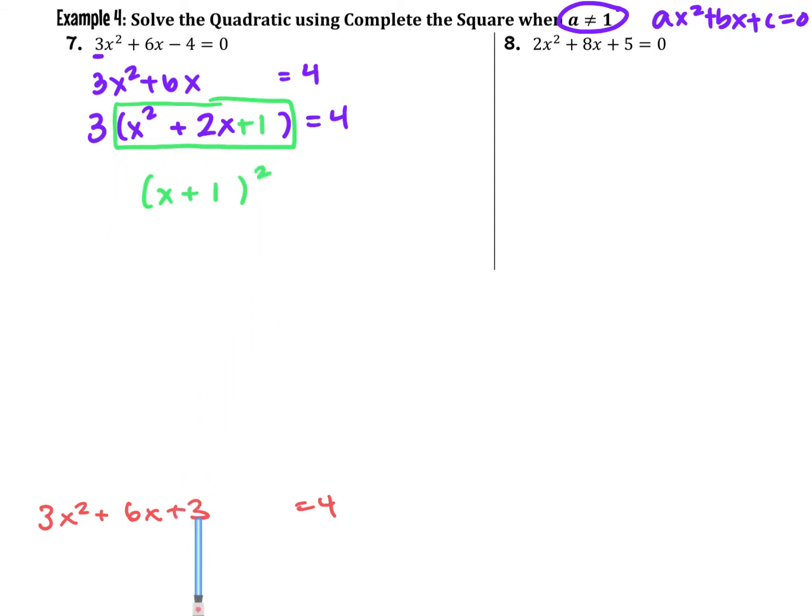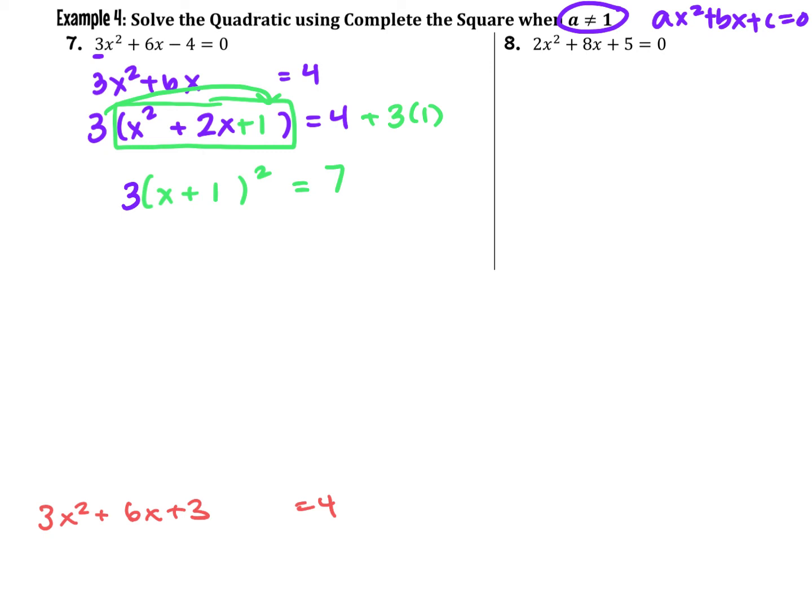So I have changed this equation by adding 3, which means instead of adding 1 to both sides, I actually need to add 3 to both sides. You can think about it as though if we distributed this 3 and multiplied it by that 1, we're going to actually add 3 to both sides. So I'm still going to have the 3 in front of my parentheses, and on the right-hand side, 4 plus 3 is going to give me 7. And now we can solve.